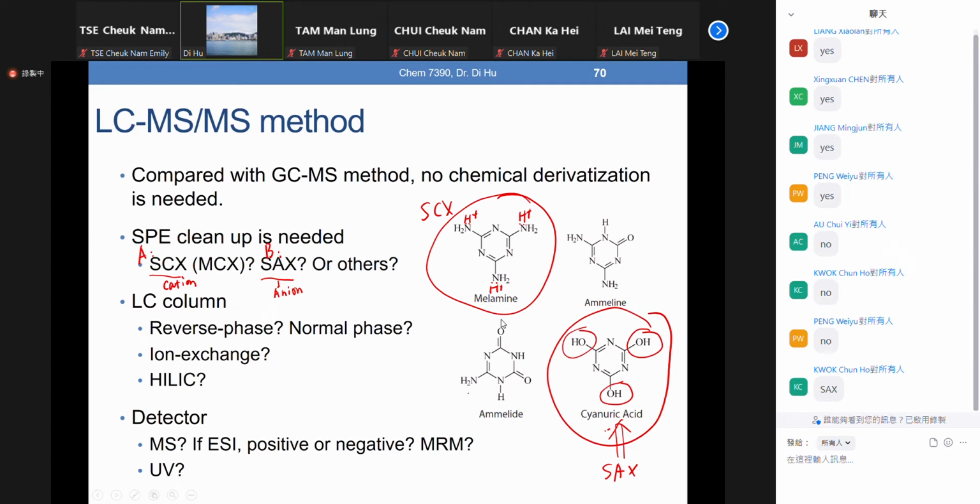And then for the LC column, which one can you use? If it's ions, some use ion exchange. Here, of course, we're using HILIC, so that's why we put it on as an example. But for the mass detector, okay.